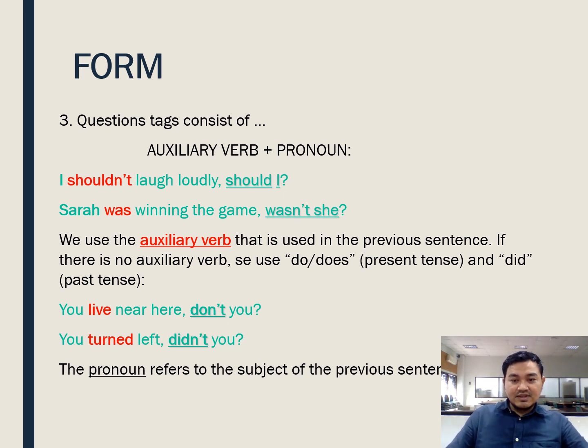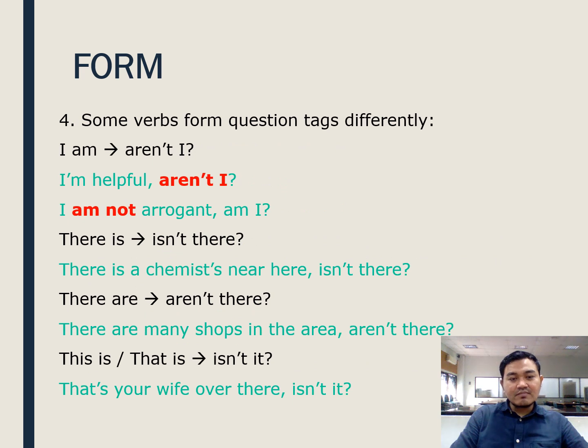The next one. Some verb forms make question tags differently. For example, when we use "I'm helpful," we might expect "am I," yet you use "aren't I." I am helpful, aren't I? It is very different from the negative statement using am. For example, I'm not arrogant, am I?